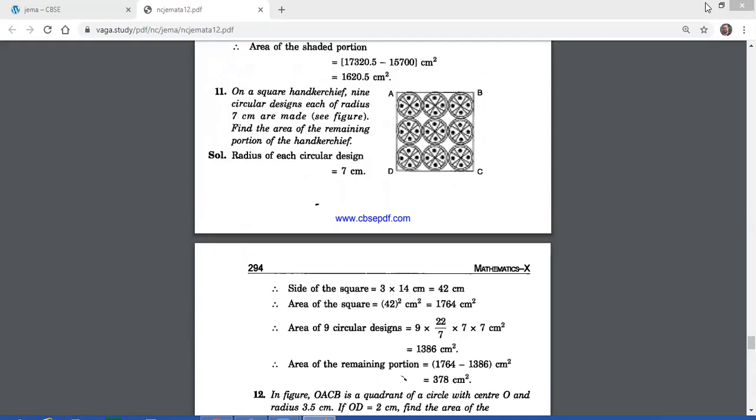Now we know that the remaining area will be the area of the square minus 9 circles. So that is side square minus 9 pi r square. So 9 into 22 by 7 into radius 7. When I calculate this, I get area of the square 1764 minus 9 circles 1386. So the required shaded part, or the remaining portion, will be 378 centimeter square.